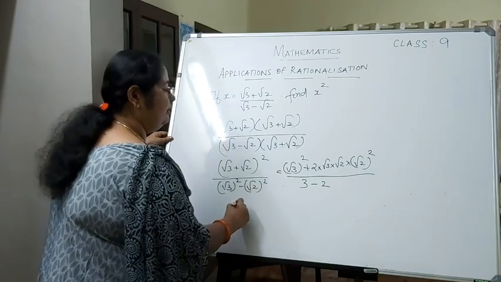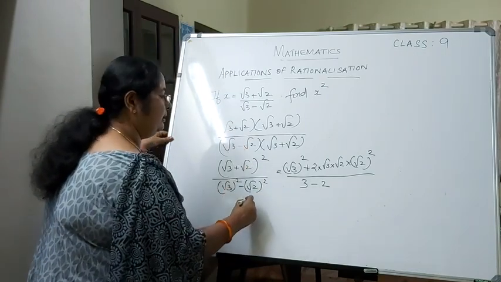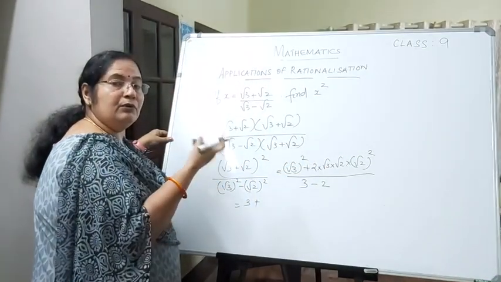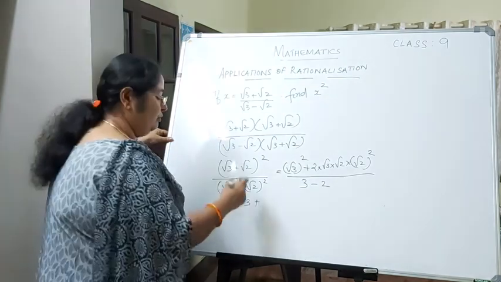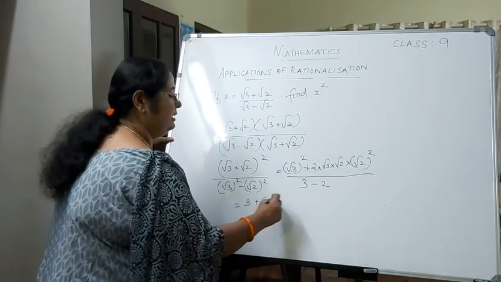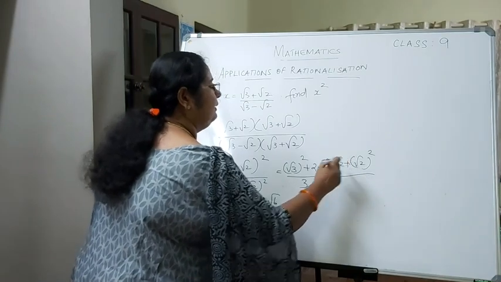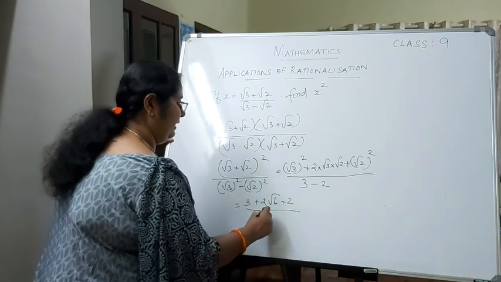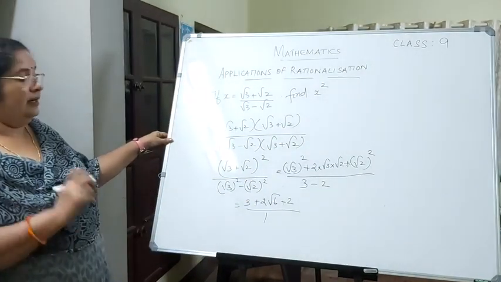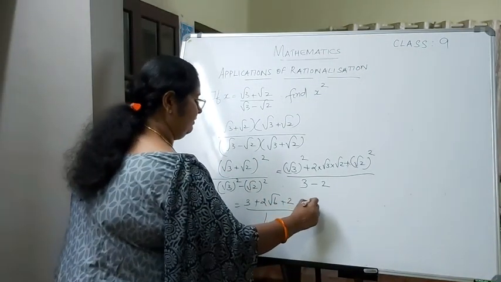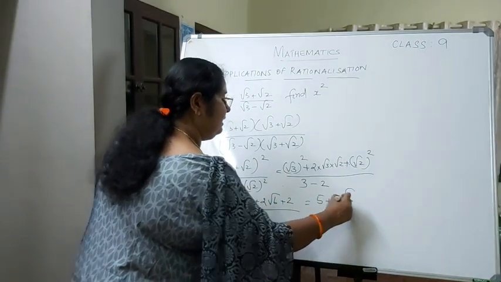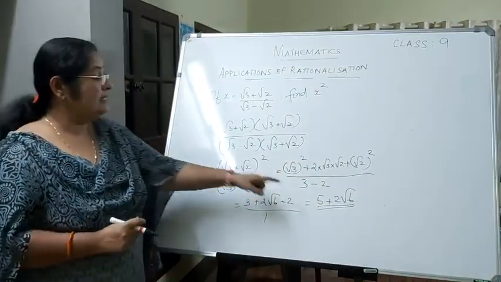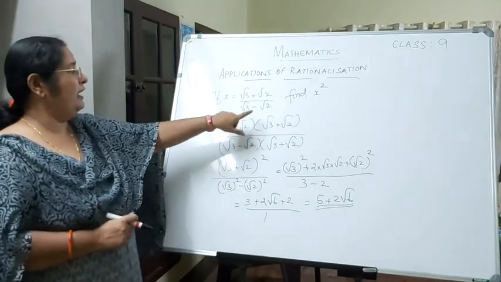Now let us see the numerator. Root 3 the whole square is 3 plus 2 into root 3 into root 2. Root 3 into root 2 will be root 6, that into 2 will be 2 root 6, plus root 2 the whole square is 2. The whole divided by 3 minus 2 is 1. Now you are having 3 plus 2, that is 5, plus 2 root 6, whole divided by 1 is 5 plus 2 root 6 itself. This is the value of x now, the simplified form of x.